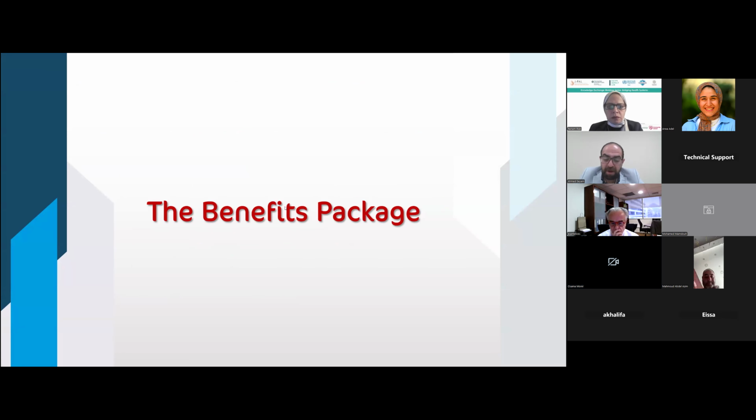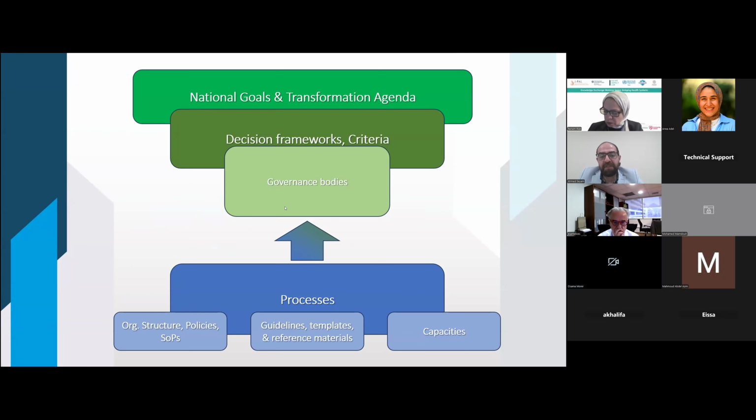Now to move to the part related to the benefit package. As we all know, the benefit package is not just a list of services. It's an entire ecosystem, if we may describe it. And it has three main components. First of all, it has the governance framework, which includes the governance bodies that are responsible for making benefit package inclusion or exclusion decisions, and the decision frameworks and criteria that govern the function of these governance bodies. And of course, these decision frameworks and criteria should be set to serve the national health goals and our transformation agenda. So this is the decision-making part.